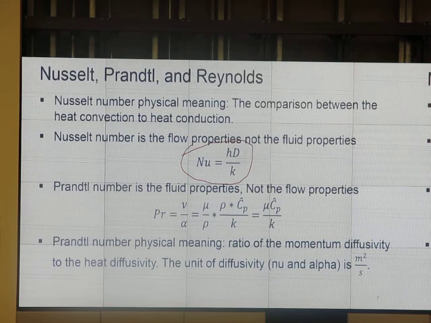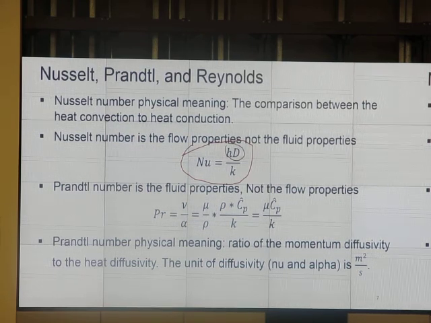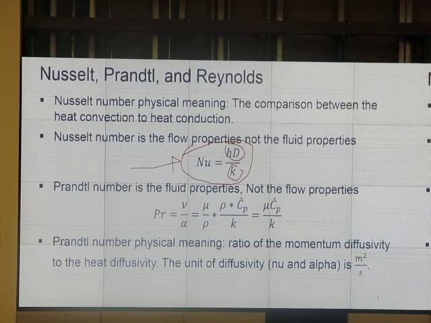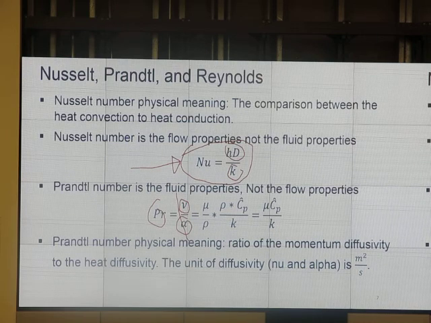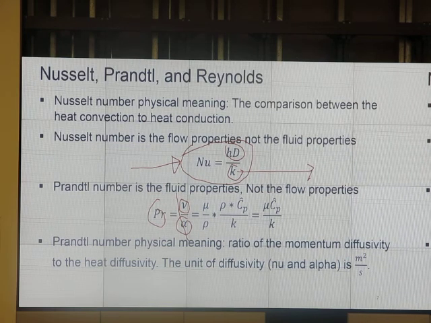Nusselt number is a comparison between convection and conduction, and that's a formula. Prandtl number is momentum diffusivity divided by thermal diffusivity. The unit of diffusivity is meter squared per second. So Prandtl number is dimensionless. Nusselt number is dimensionless. The unit of K is watt per meter per Kelvin. The unit of H is watt per meter squared per Kelvin. Got it? Yes, you should memorize this. But that's for the exam, and we have had the exam already.